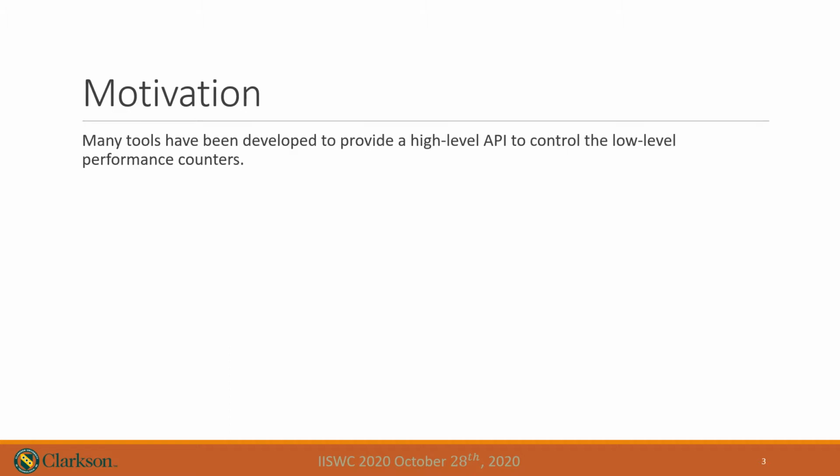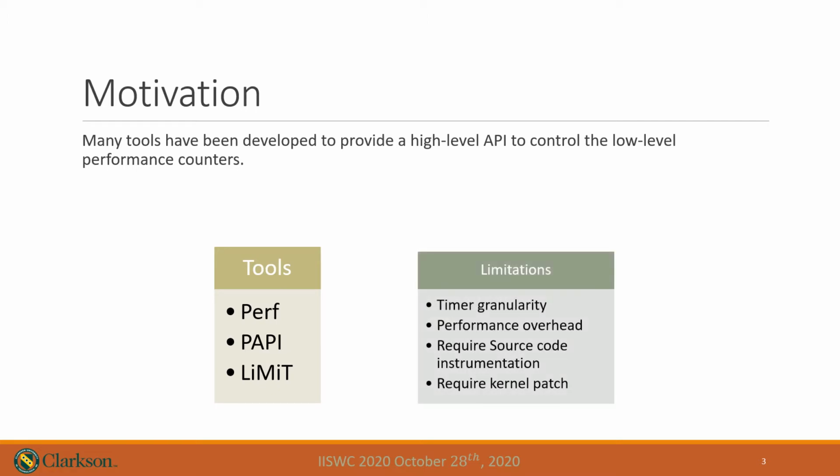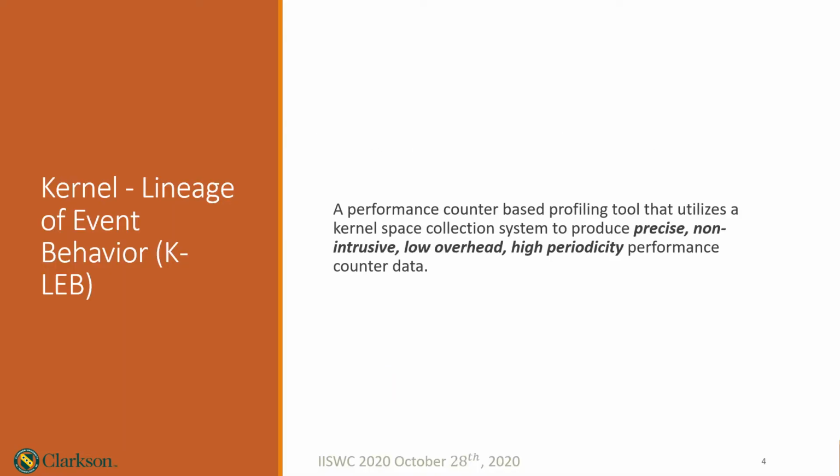There are a lot of open source tools that have been developed to provide a high-level API to control and collect the performance counter data. However, there are some drawbacks to these available tools, such as low timer granularity and high performance overhead. Some tools require source code implementation, and some require the user to patch the kernel. To address these limitations, we introduced K-LEB, a performance counter profiling tool that utilizes a kernel space collection system to produce precise, non-intrusive, low overhead, and high periodicity performance counter data.